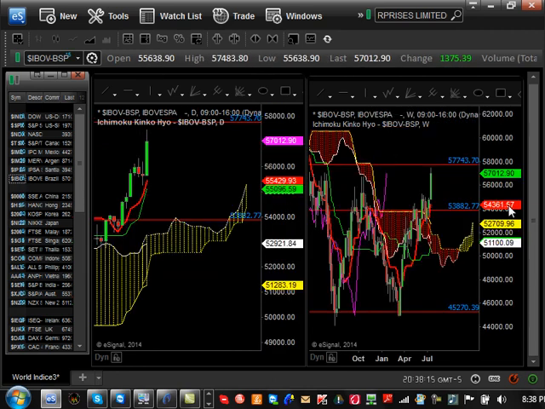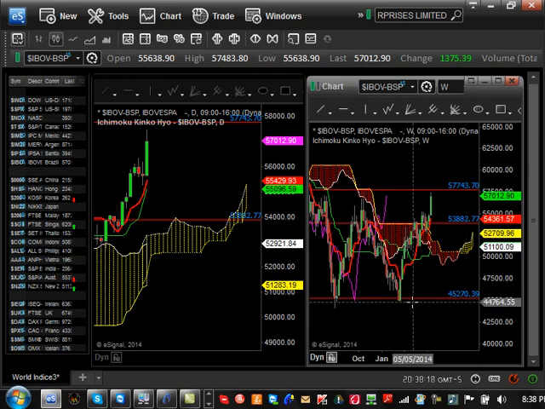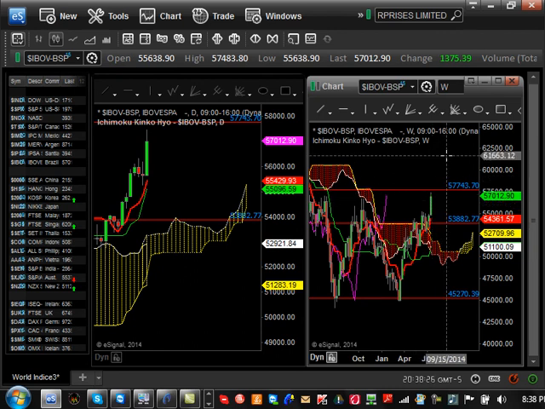Brazil market has pretty much bounced off the bottom of the consolidation pattern, which is 45,270, and now we're approaching the top of the consolidation pattern, which is 57,743. It's going to be interesting to see exactly what happens here.